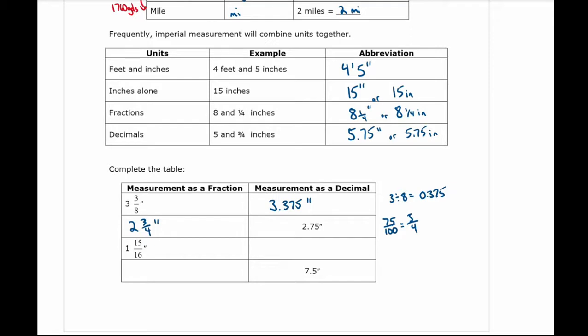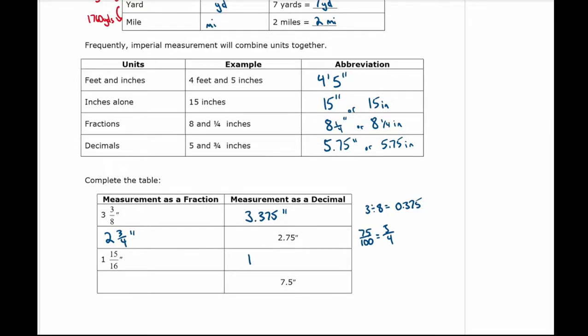The next one, 1 and then 15/16 of an inch. So again, 1 is going to be my whole number. To figure out the decimal part, I just need to do 15 divided by 16 to turn that into a decimal. 15 divided by 16 is 0.9375. So my entire measurement as a decimal will be 1.9375 inches.